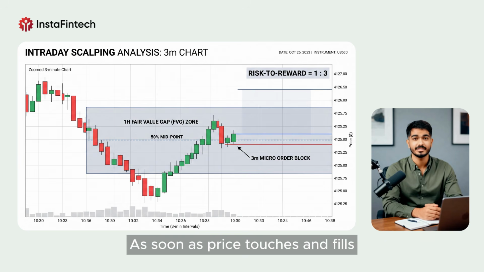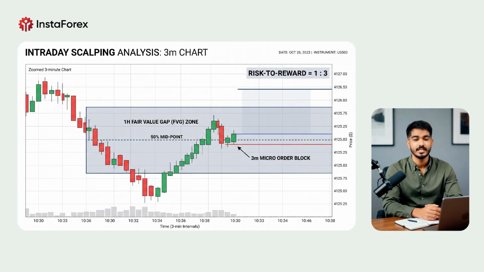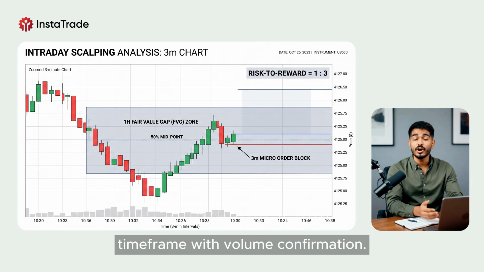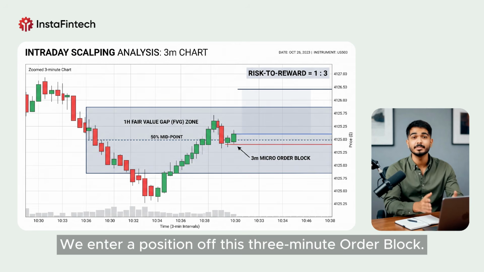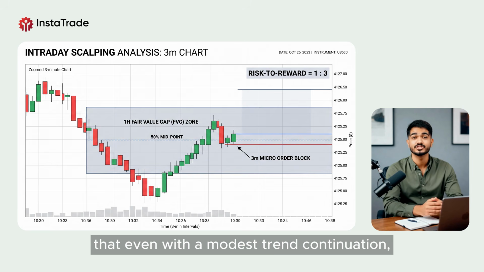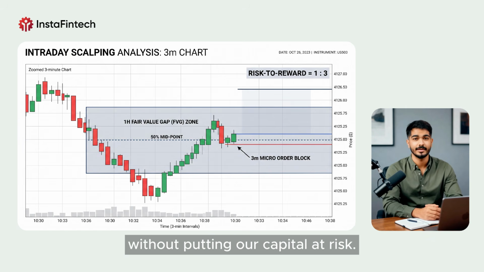As soon as price touches and fills exactly 50% of the 1-hour imbalance, a micro order block appears on the 3-minute time frame with volume confirmation. We enter a position off this 3-minute order block. Our stop loss ends up so tight that even with a modest trend continuation, we capture an excellent 1-to-3 risk-to-reward ratio without putting our capital at risk.